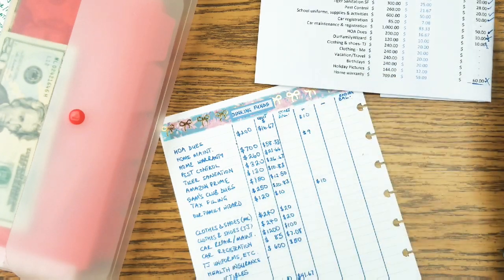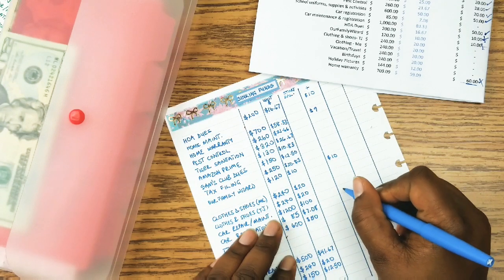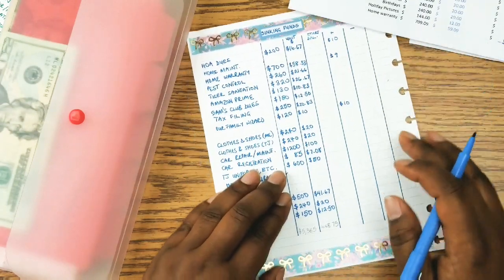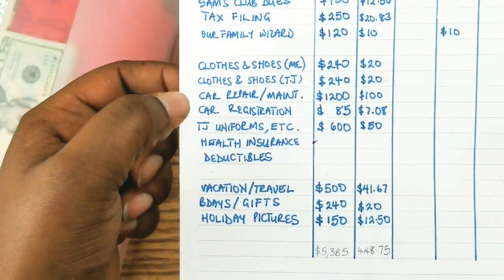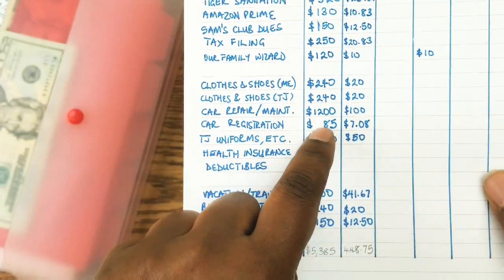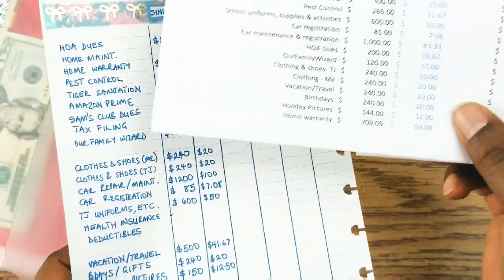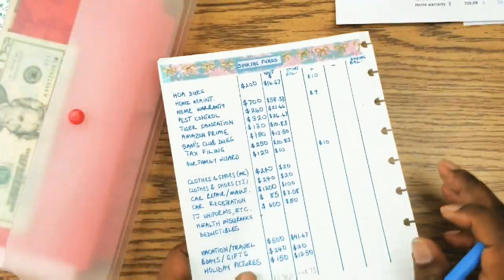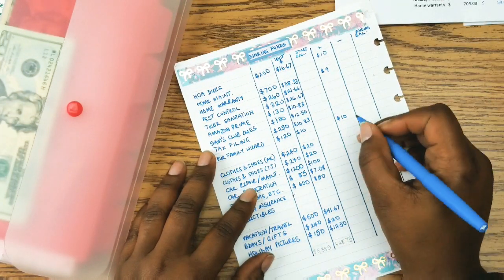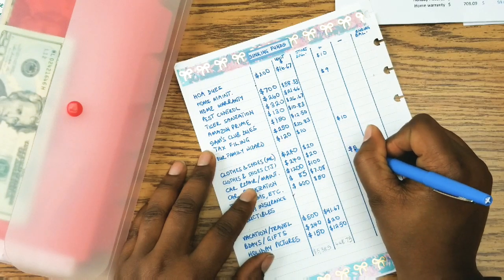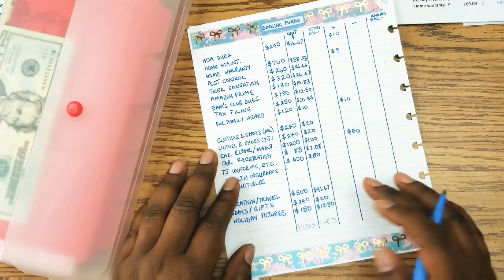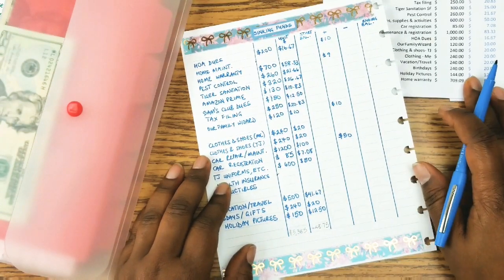HOA dues. Car maintenance and registration. We have, whoa. See? Look at what I did. I have car repair and maintenance, and I have car registration. And both of those amounts add up to more than what I had in my cheat sheet. No fear. We will put that all in the car repair and maintenance section. I apologize that this video is going to be a long one, but it happens. So we have $50 in there.